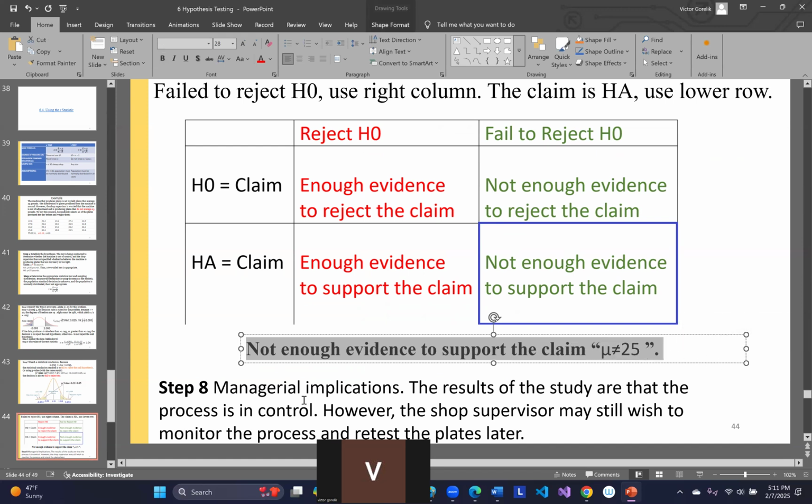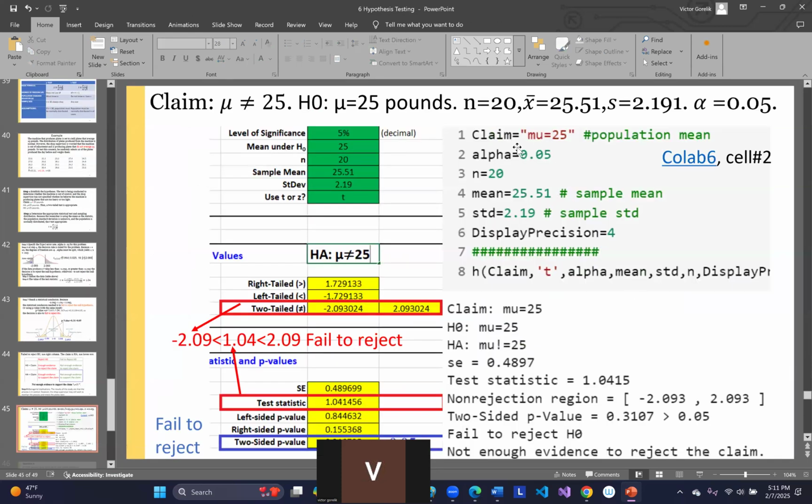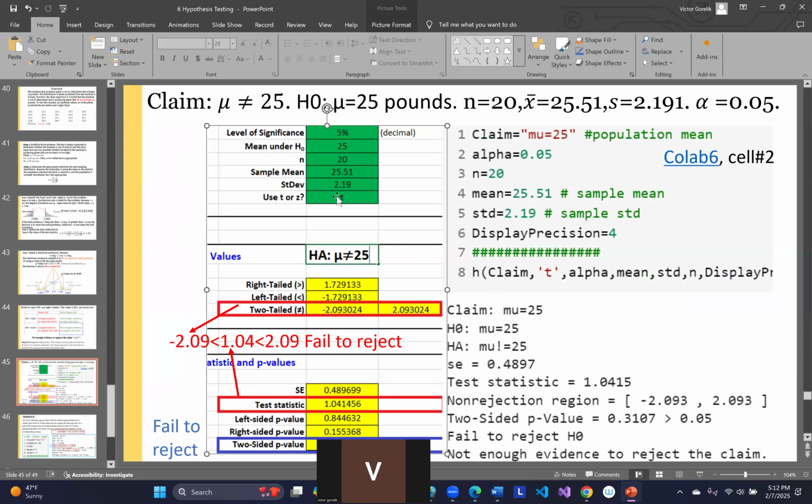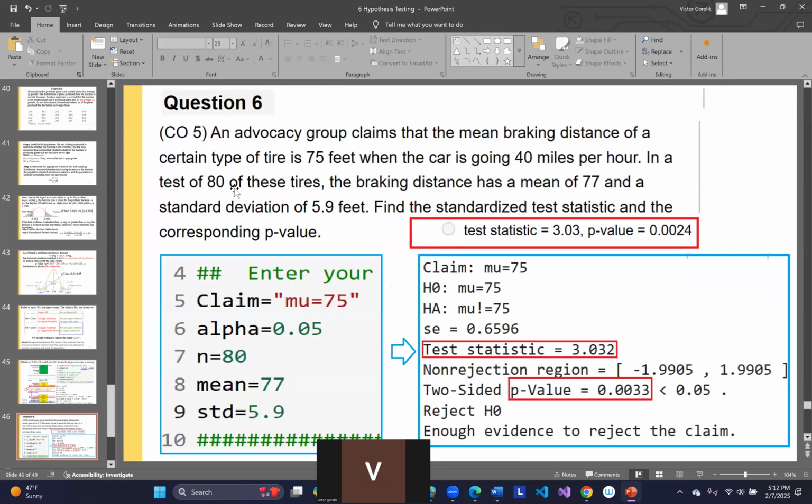Step 8. Managerial implications. The results of the study are that the process is in control. However, the shop supervisor may still wish to monitor the process and retest the plates later. While using the week 6 calculator, choose the letter T in its combo box. While using Collab 5, choose cell 2, saying population sigma is not known. The results coincide.